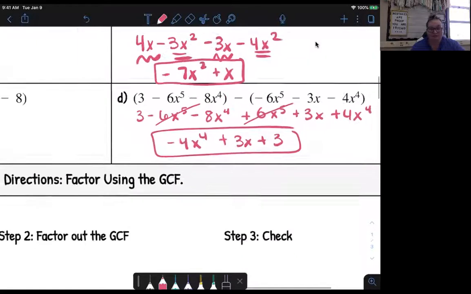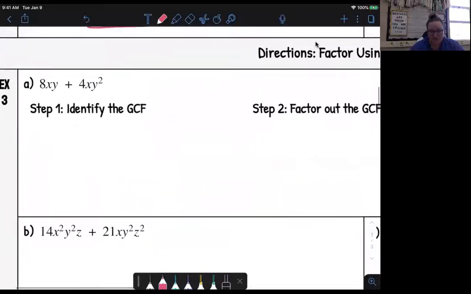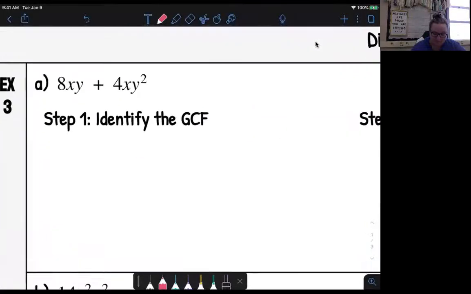All right, now let's get into some factoring. So sometimes when you factor, as you can see in example 3, part A, you've got two terms here, 8xy plus 4xy squared. So these two terms have some things in common. In fact, they have a few things in common. So if we identify the GCF of 8xy and 4xy squared, we're going to use that to help us factor.